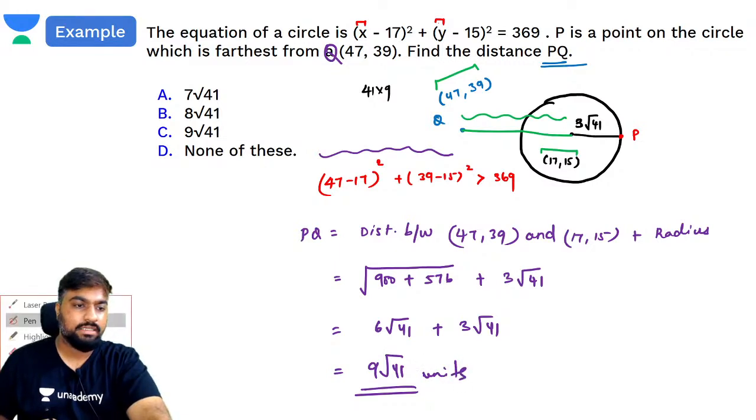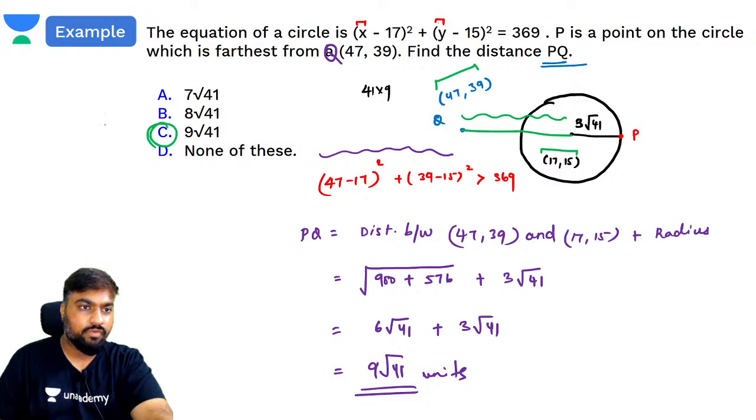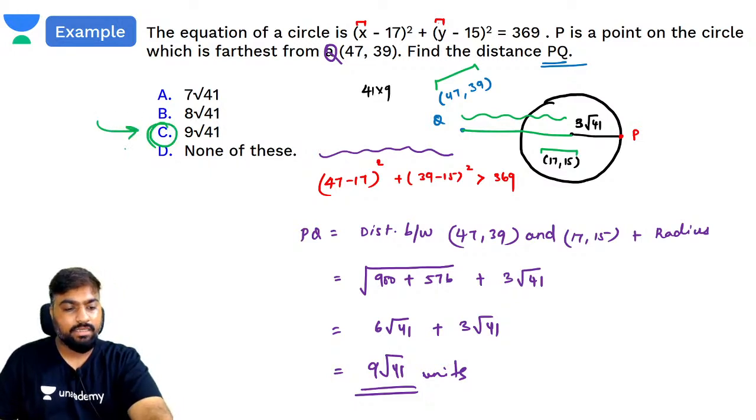Yes, so what is our answer here? Option C, 9√41. आ रहा है ये समझ में लॉजिक?